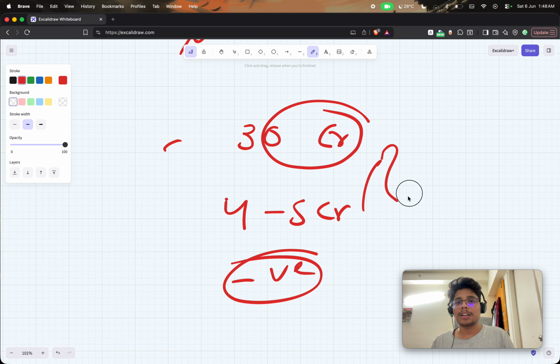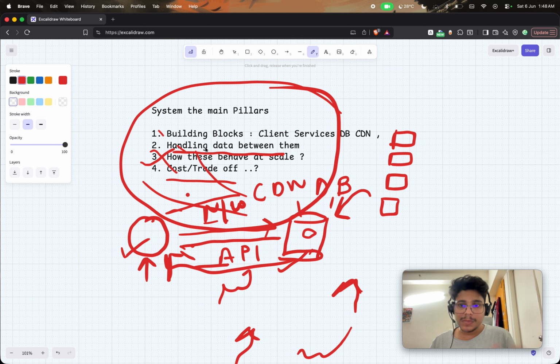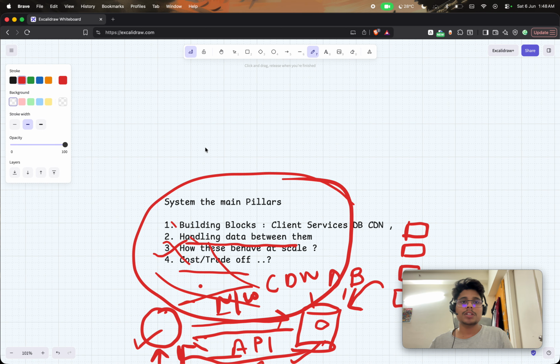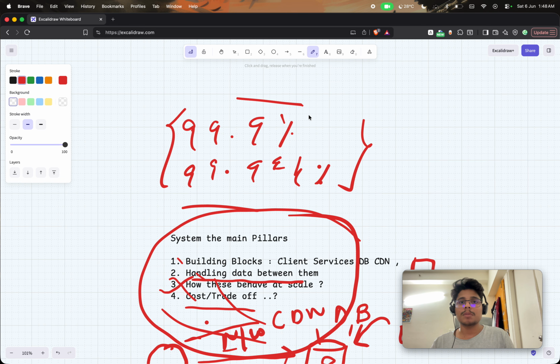So it's not that also. These are all the things that we take up in this situation, like system design is the main pillar. Or also there are 99.9%, the three nines, and 99.999% uptime SLAs. These are also some trade-offs.